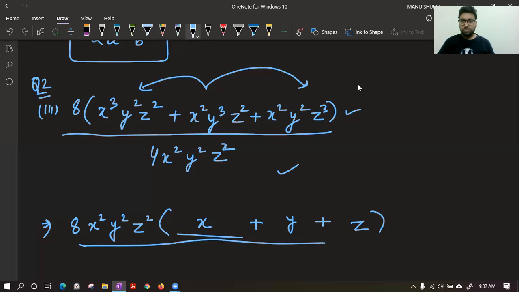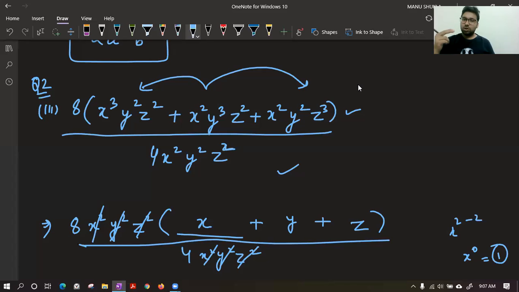Upon, we have 4 x square, y square, z square. So if you see, they are exactly same, so they will cancel each other. No difference of power, we can directly cut them. If you want to do by difference also, that is also fine, because x power 2 minus 2 is x power 0, and that is 1 only. So whether you write like this or you cut directly, they both are the same thing. So 4 ones are 4, 4 twos are 8. Okay, so answer is twice x plus y.